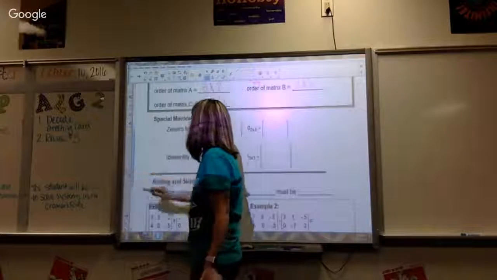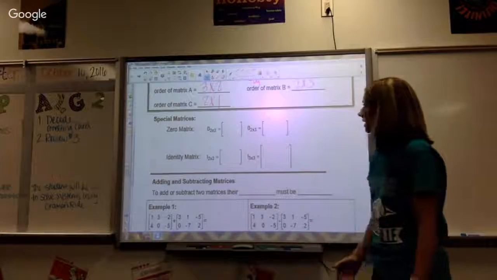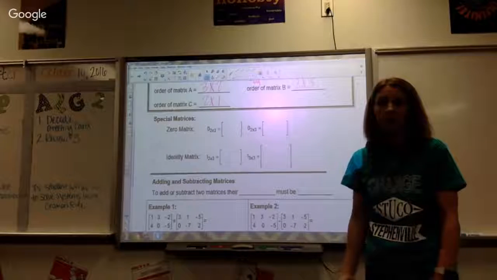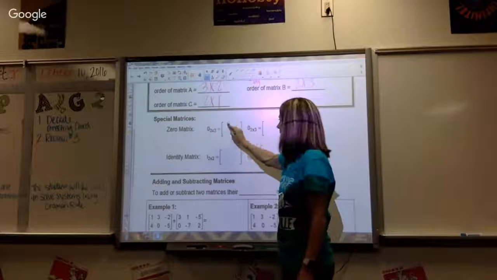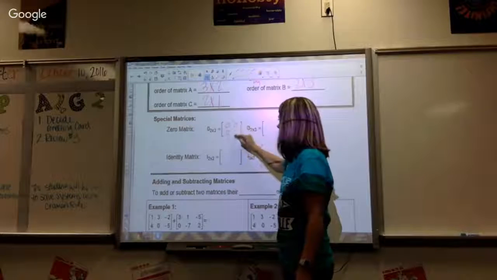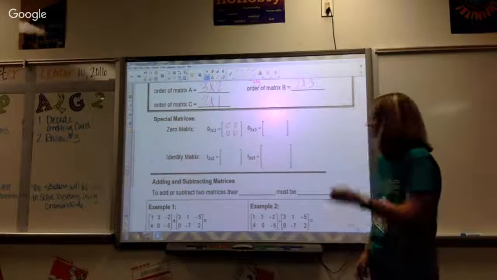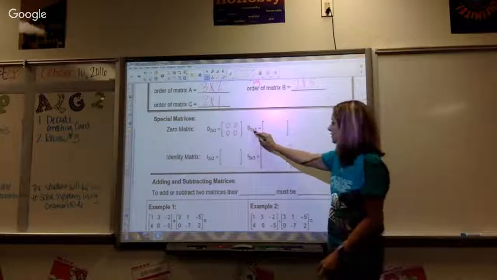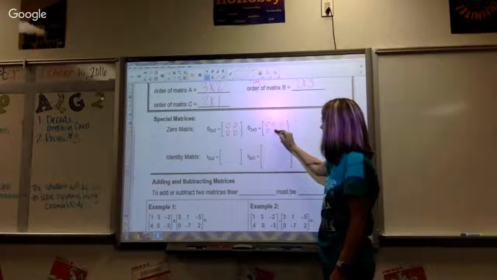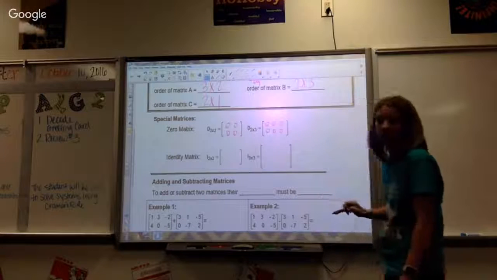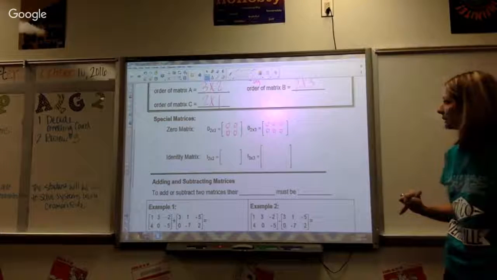Some special matrices that we will look at later on in this unit. A zero matrix means that all of the elements are zeros. So notice the order is written here. It's a 2 by 2, which means you would have 4 zeros. A zero matrix that's a 2 by 3, you would have 3 and then 3 there. So a total of 6 elements.